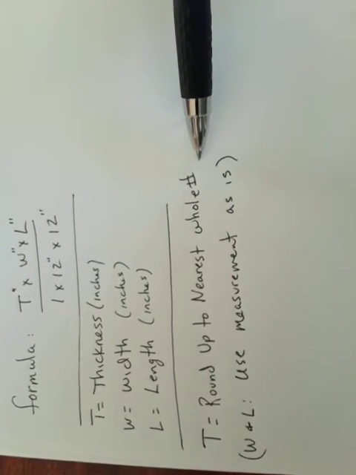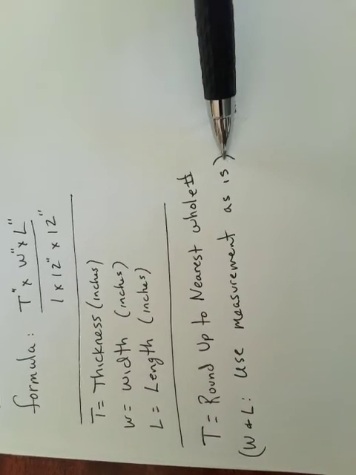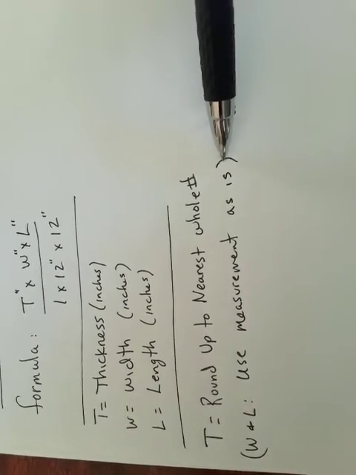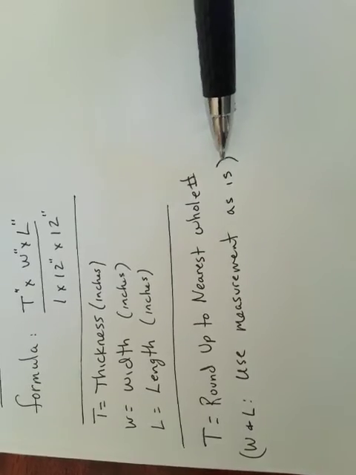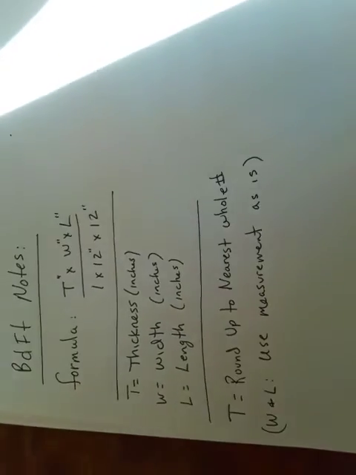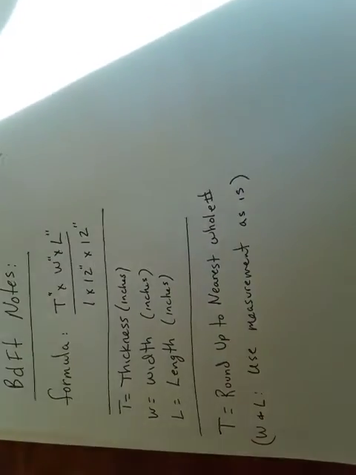And this special note about thickness: we want to round up to the nearest whole number. W and L, width and length, we use the measurements as is. We do not do anything special about W and L. So go ahead and write those notes down on a piece of paper, much like you see here.